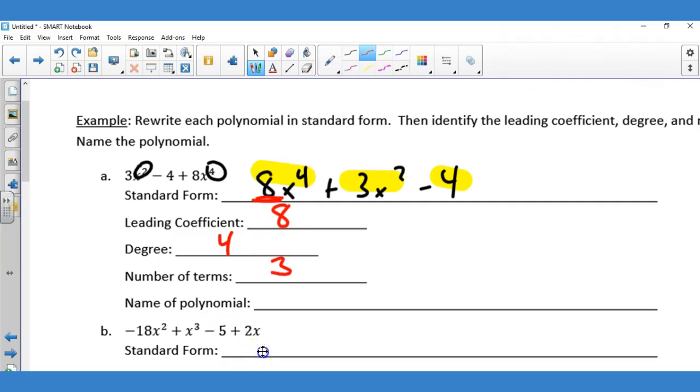Name this polynomial. Well, the degree is 4, so that's quartic. And then there's 3 terms, so that's a quartic trinomial.